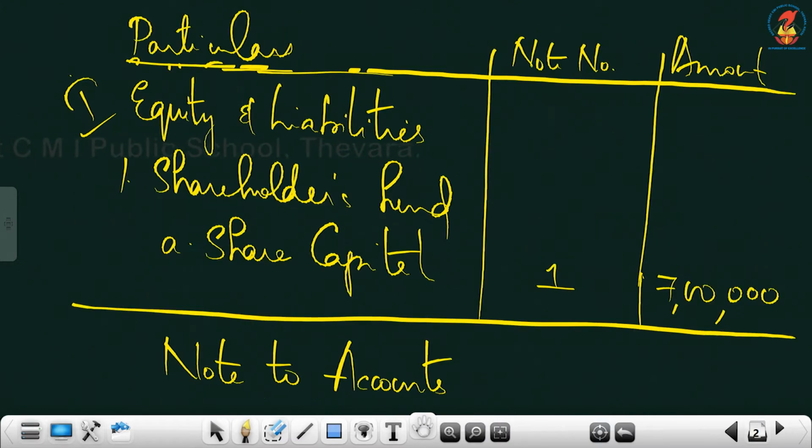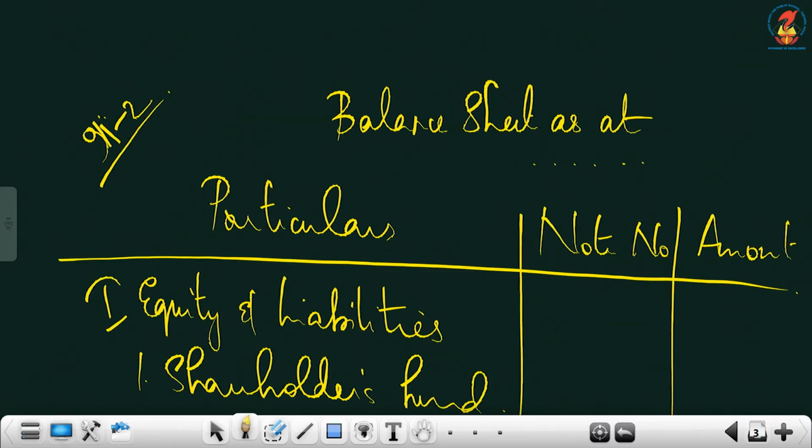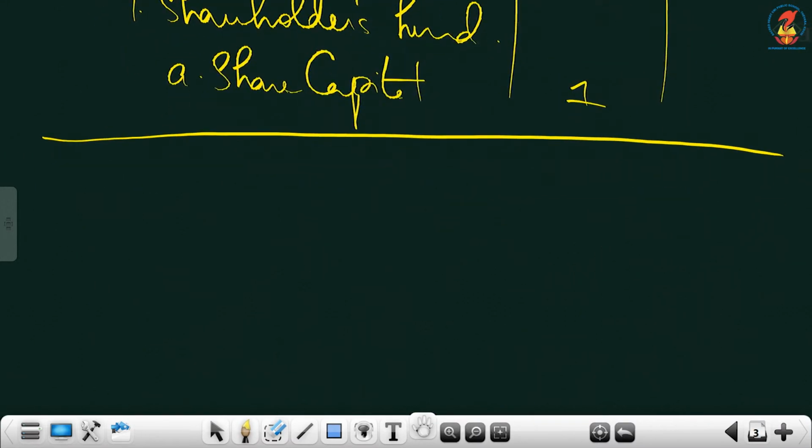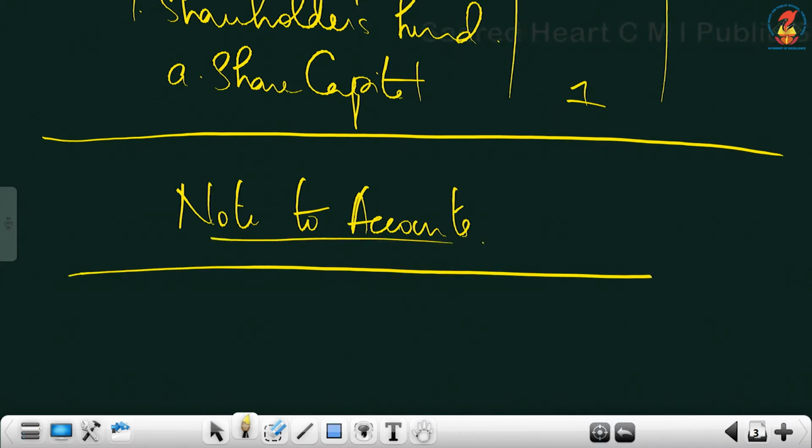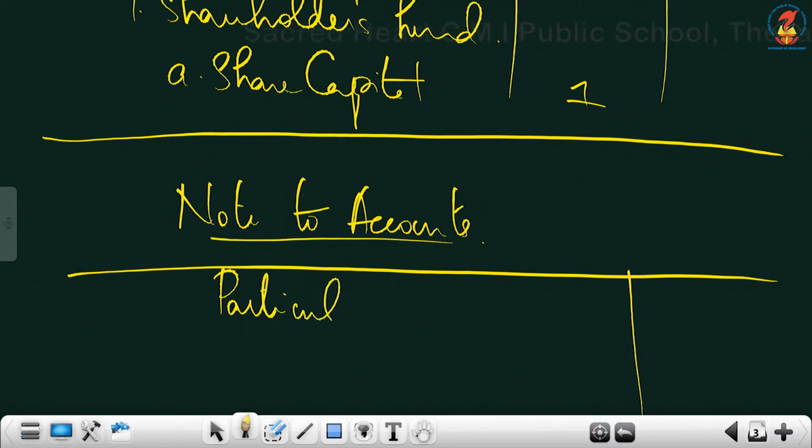In the previous question, did we double line that amount column? Okay, just double line this in the previous question, the 7 lakhs when you take it to the balance sheet. Okay. So the amount we can't write now. For that you have to do the note to accounts. So draw the format of note to accounts. So the format is particulars and one amount column.